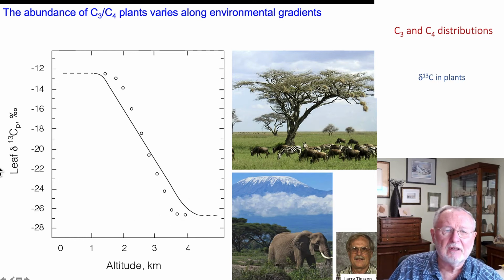And as they looked at the carbon isotope ratio of vegetation along the way, they found that the clumps of grass that they sampled at higher elevations were all C3, had C3 photosynthesis, whereas the clumps of vegetation that they analyzed low in the savannas were all C4, with a linear relationship in between associated with the change in temperature with elevation.